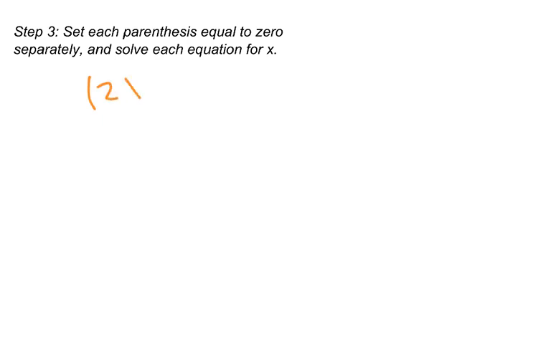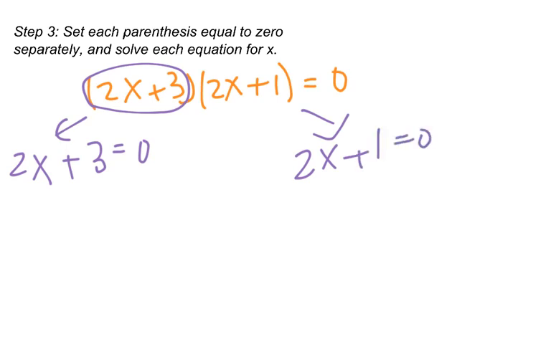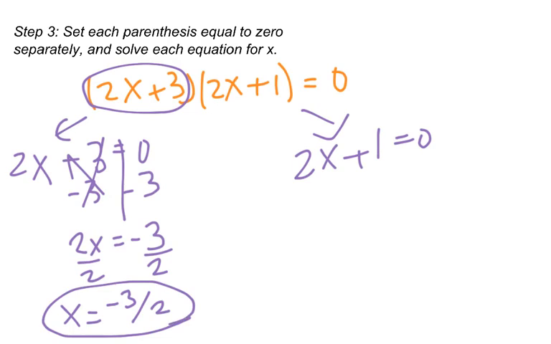Our next step, you guys, is to separately set these both equal to 0, right? So here's my first equation, 2x plus 3 equals 0. My second equation, 2x plus 1 equals 0. I'm going to start over at the left and subtract 3 from both sides. Those cancel there. We get 2x equal to -3. Divide by 2, both sides, and we get x equals -3 halves. That's one of my answers.